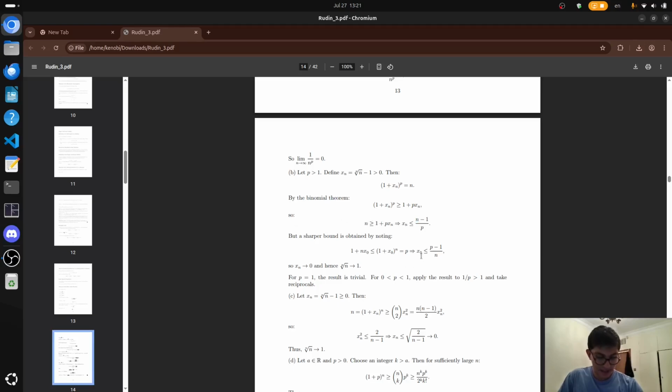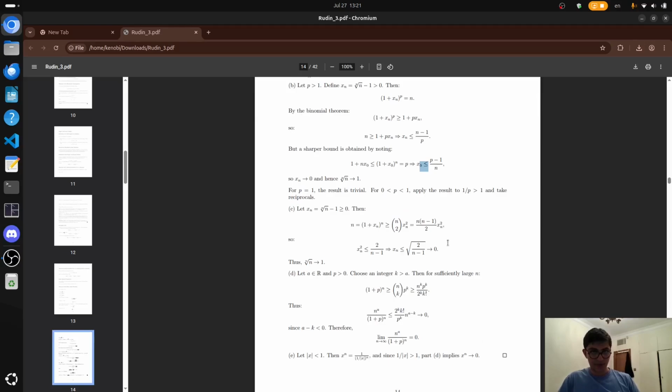Basically you're going to get that xn is less than or equal to p minus 1 over n, and so xn goes to 0, right? Because as n goes to infinity, that means xn is less than or equal to 0, and also greater than or equal to 0. So it is equal to 0, when the limit goes to 0.